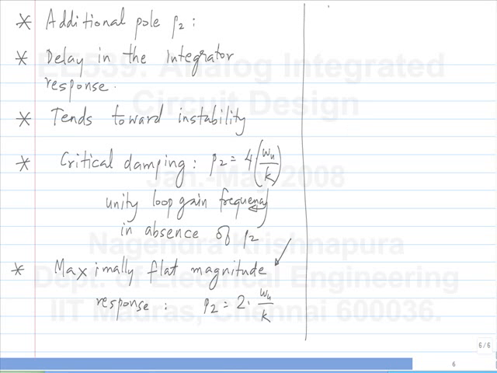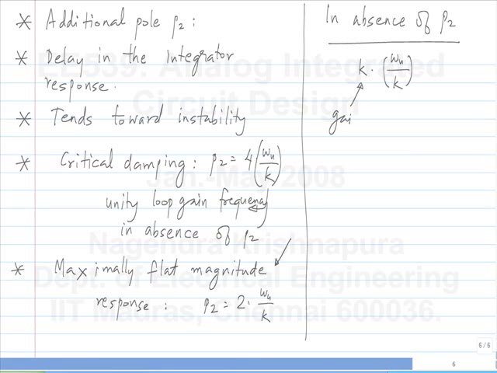So in absence of P2, what is the gain bandwidth product of the closed loop amplifier? The way we have applied the input? Omega u, right? So it is K times omega u by K. So this is the gain and this is the bandwidth.